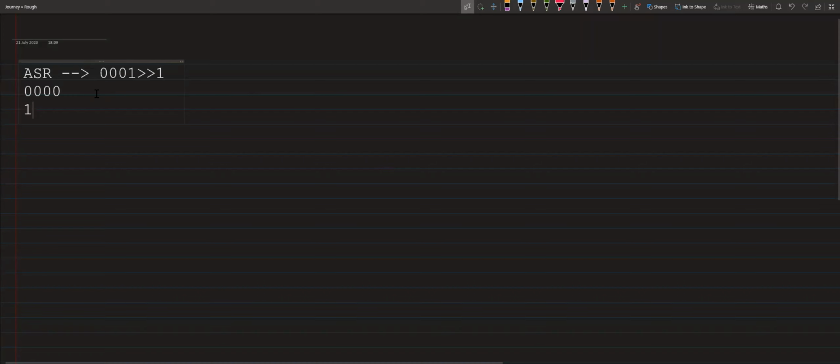This is what happens in the logical shift. If I have something like 1, 0, 0, 1, then if I logically shift right, what will happen? It will become 0, 1, 0, 0. This is what will happen, right?